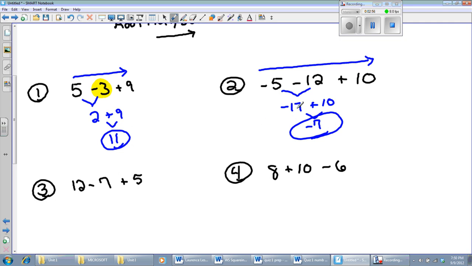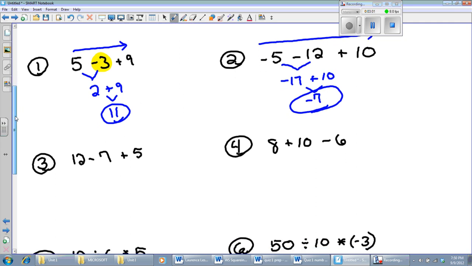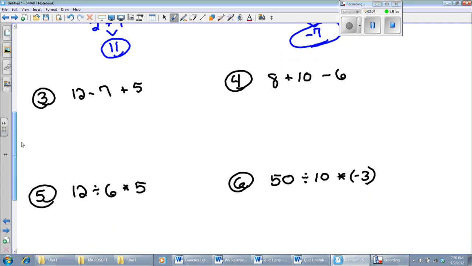Notice, how did I go? Ariana, did you hear that? I went left to right. Left to right. Did you hear that, Tyler? And the other Tyler? Left to right.